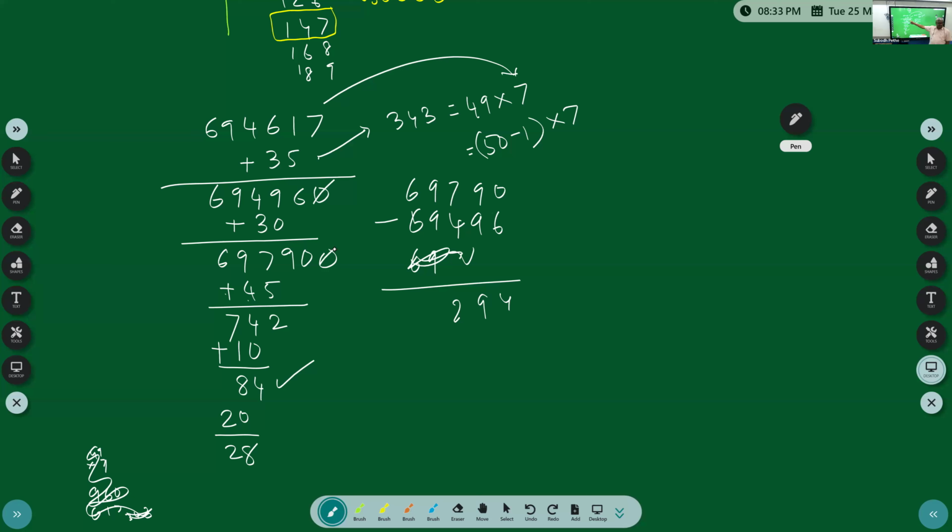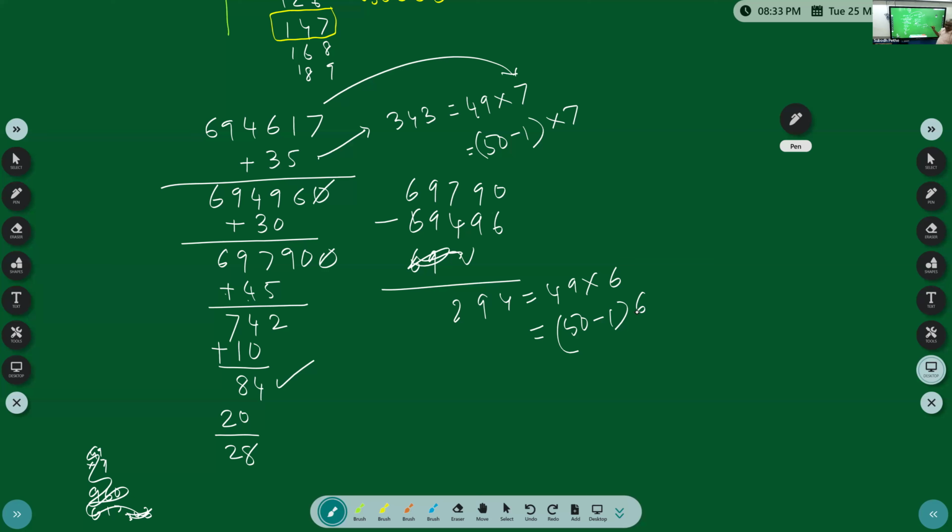We have got 6 as the last digit here. So 294 is 49 into 6. Correct? And 49 is 50 minus 1, into 6. So I am adding 300 and subtracting 6. It is as good as adding 294. Is it going well? The number is smaller still. So how does this work?